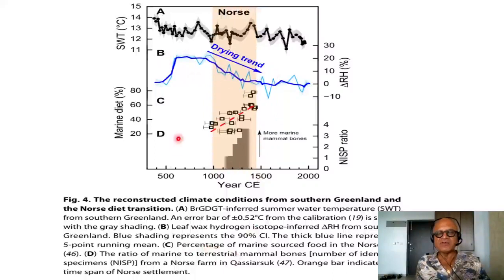The percentage of marine sourced food in the Norse diet is shown here in D. Okay, those are together. The ratio of marine to terrestrial mammal bones, number of identified specimens, NISP, from a Norse farm in Qasiarsuk. I have no idea how they pronounce it. The orange bar indicates the time span of the Norse settlement.